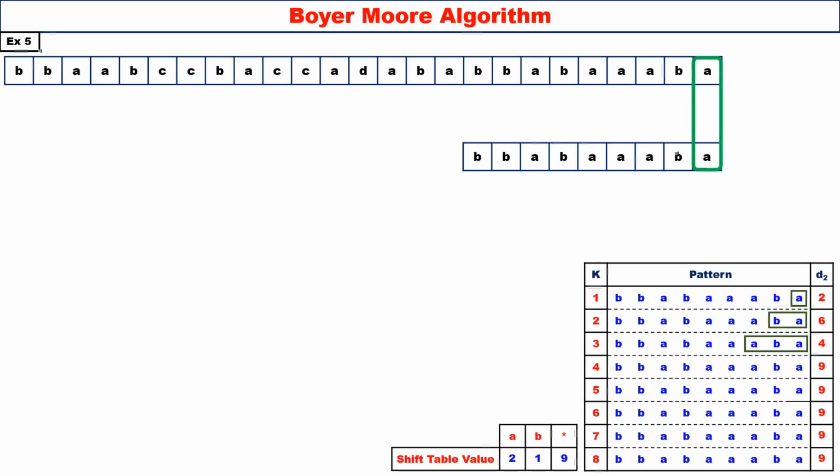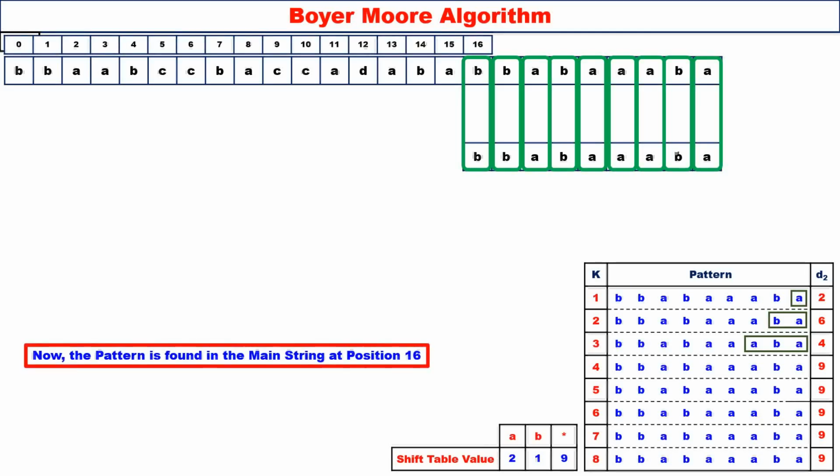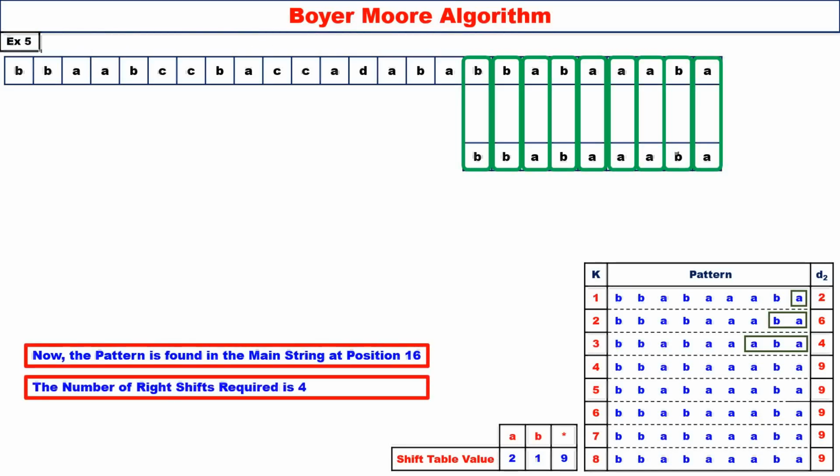Again, let us do the matching. A and A matching, B and B matching, A and A matching. Yes, we have found the pattern string in the main string at position 16. And how many shifts do we require? We require 4 shifts. I think this example is also quite simple.